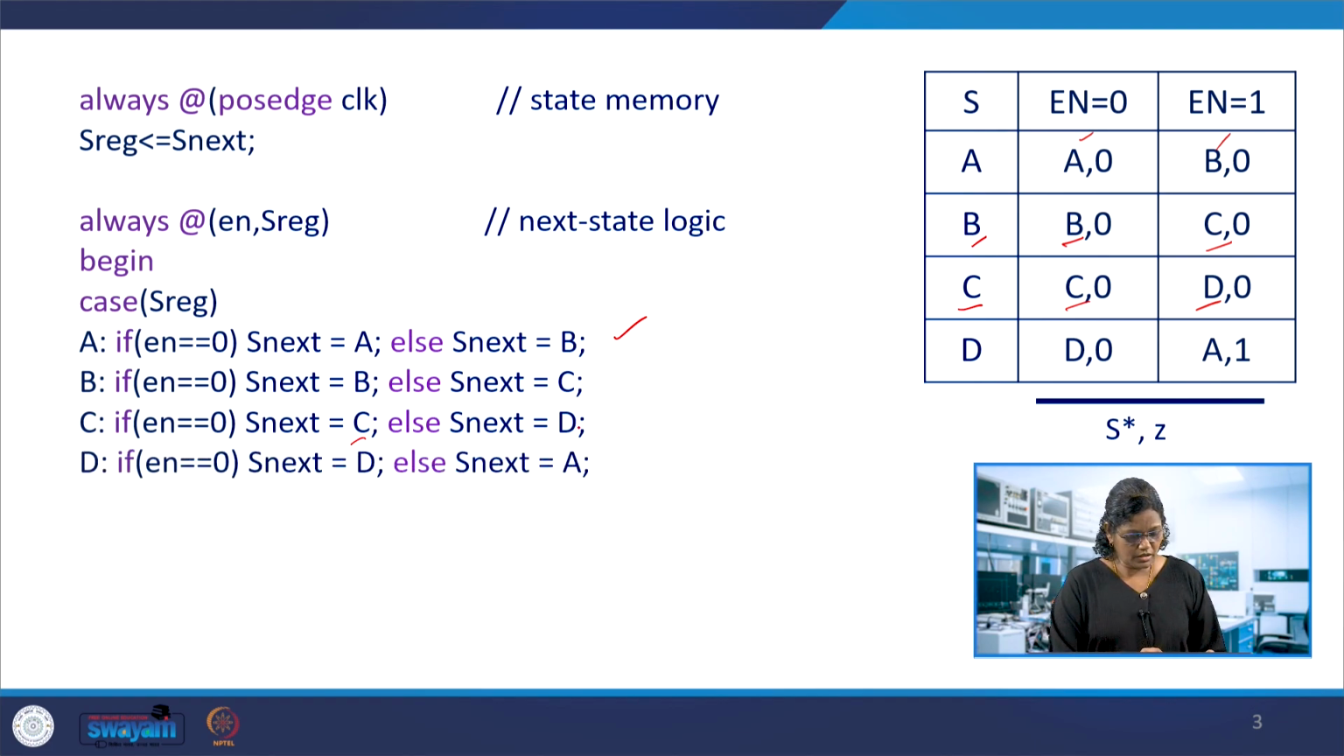Okay, so D, if enable is 0, then D and A. So we have just considered the next states only in the always block. The default case is, you should put a colon, the default case is X, next equal to A, and end case and end. Okay, so this is the always block which has the next state logic.